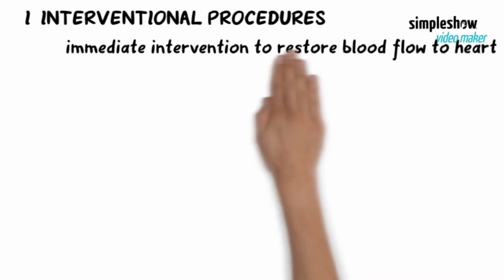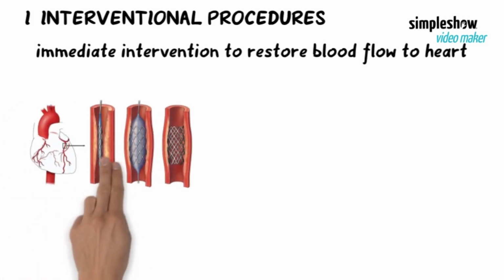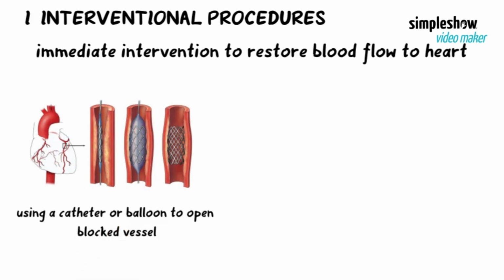Interventional procedures. In some cases, unstable angina may require immediate intervention to restore blood flow to the heart. These procedures can include percutaneous coronary intervention, PCI. It involves using a catheter to open up blocked or narrowed coronary arteries, usually with a balloon angioplasty, and may include stent placement to keep the artery open.